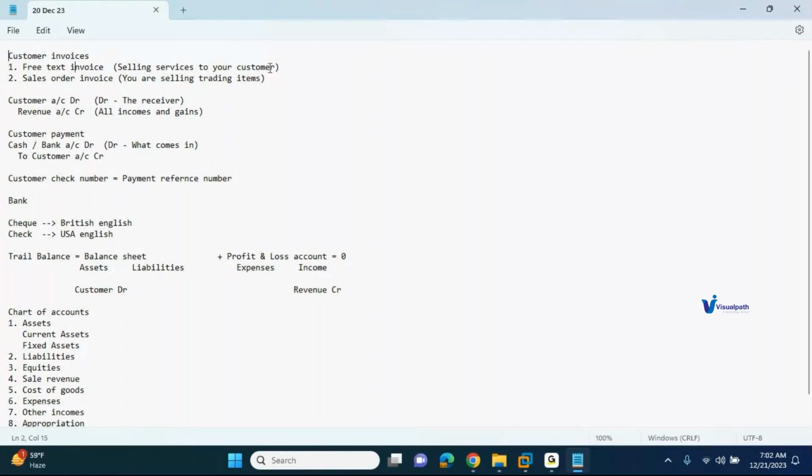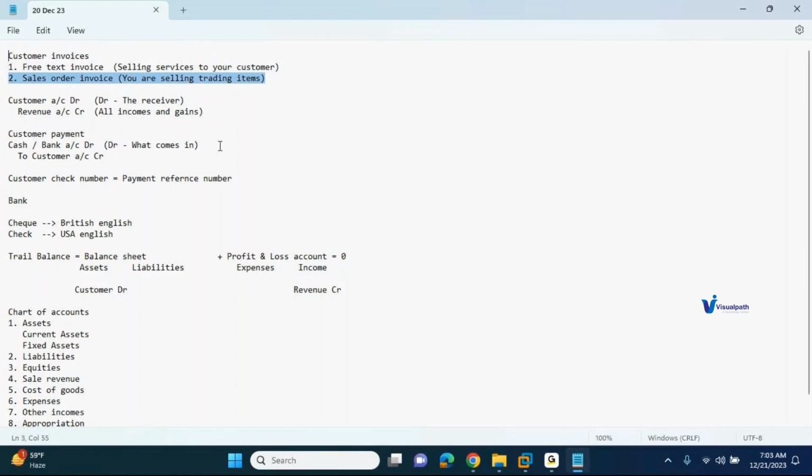Pre-text invoice means you are providing services to the customer. You are not selling items. You are providing services to the customer. For that, if you are generating an invoice, that is a pre-text invoice. Sales order invoice means you are delivering material to the customer.